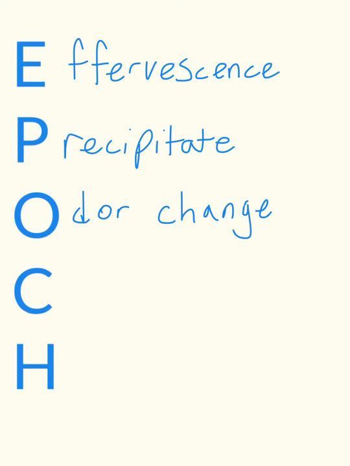Our next letter, C, stands for color change. We can use our marshmallow again for this one. Your uncooked marshmallow is going to be pretty much just a blank white marshmallow. But once you roast it over a fire, it's going to start turning brown, and if you leave it too long, it's going to turn black. That would be a good sign that there was a chemical change.